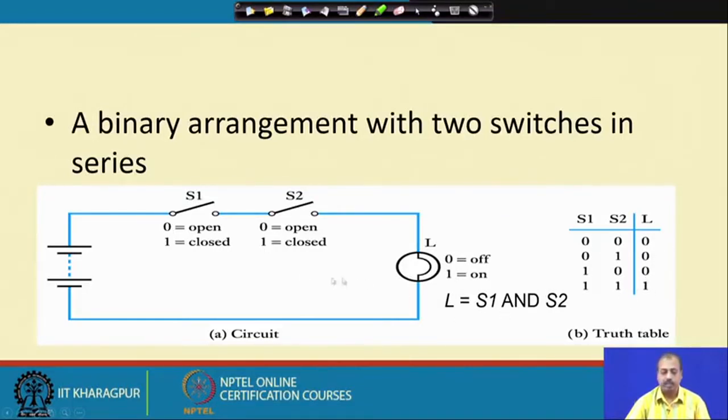This is the condition that the lamp is on only when both S1 and S2 are closed. So, please mind this term AND. This AND gate is coming into the picture. Here I say that the logic expression for L is given by S1 AND S2. When both variables S1 and S2 get the value 1, only then will L get the value 1, otherwise L will get the value 0. So, this is the AND operation of S1 and S2.